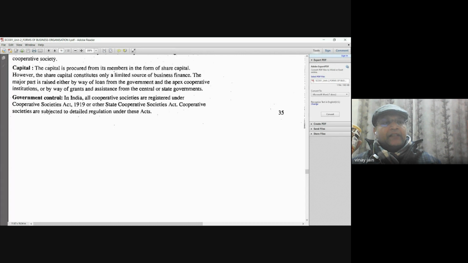Then, guys, we have government control. In India, all cooperative societies are registered under the Cooperative Society Act 1909 or other state cooperative society acts. So that you need to understand.